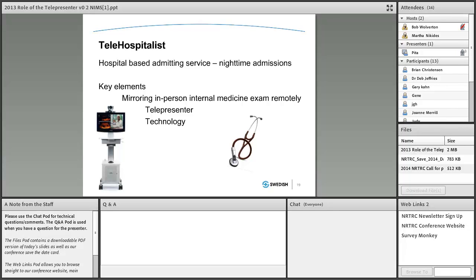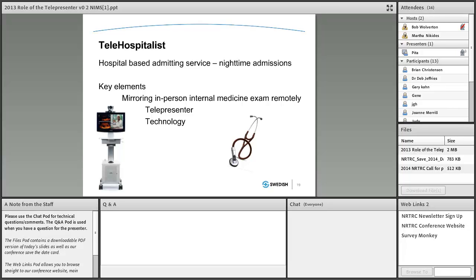And then our telehospitalist program was the next really robust program that used the telepresenter. And this was launched in 2012 to one of our facilities, a small community hospital, really only about 2 or 3 miles north of our main campus. But because of the traffic patterns for our area, it takes a good 20 to 25 minutes to travel in between.